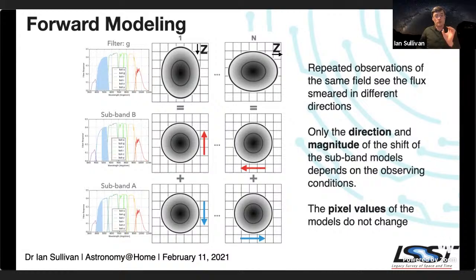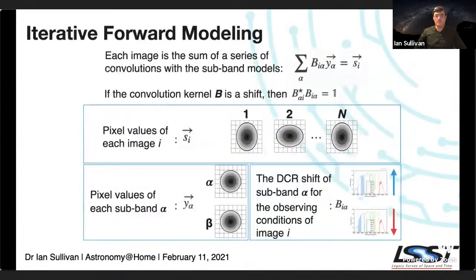And if we assume that within each subband, the real sky is not changing at all, and that all that's changing is the direction and the magnitude, which we know, then this means that this is a problem we can solve. I'm going to throw some math at you.